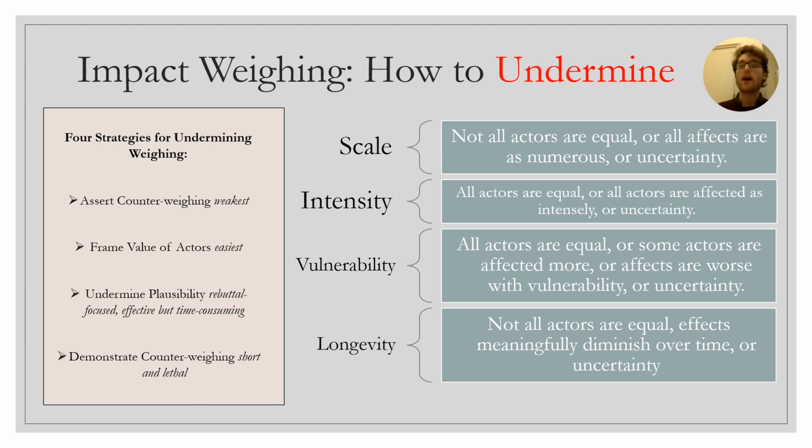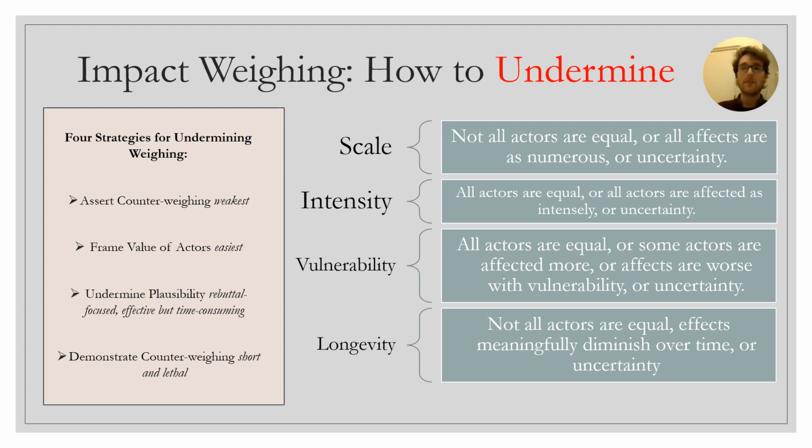So if you frame that all actors are as valuable as each other, you undermine intensity, vulnerability, and potential longevity. However, if you frame that certain actors in the debate are affected greater than others, even if the other ones are actually affected to a certain degree, you've undermined scale to a certain extent, and you've maximized intensity and vulnerability. So framing is the easiest thing to do because it should be built into your analysis anyway.